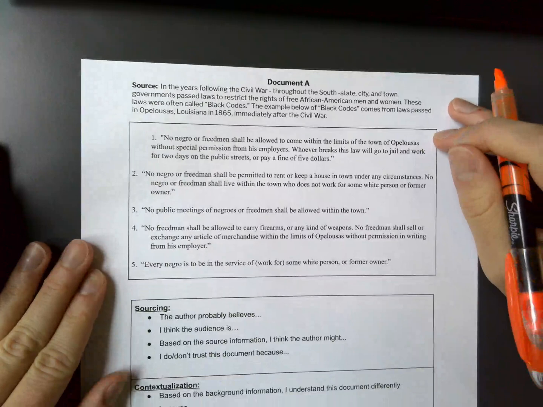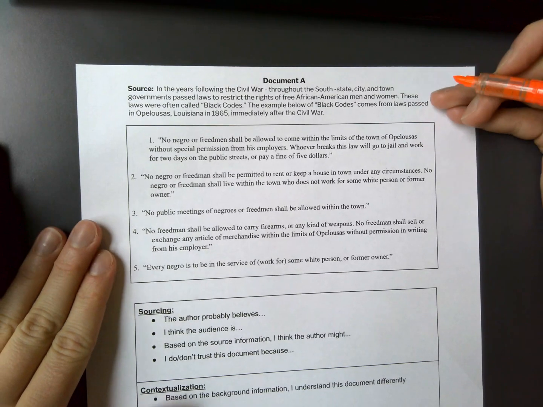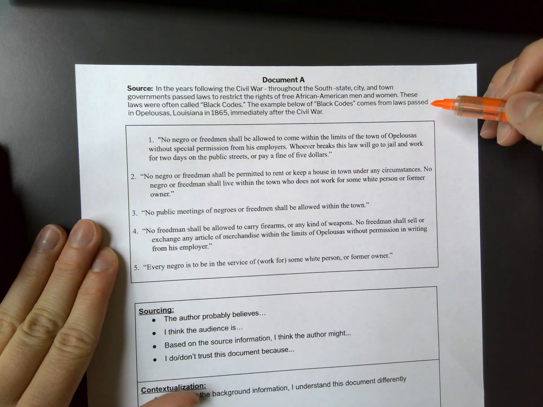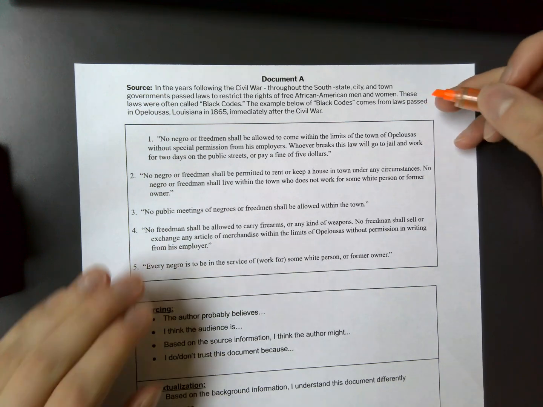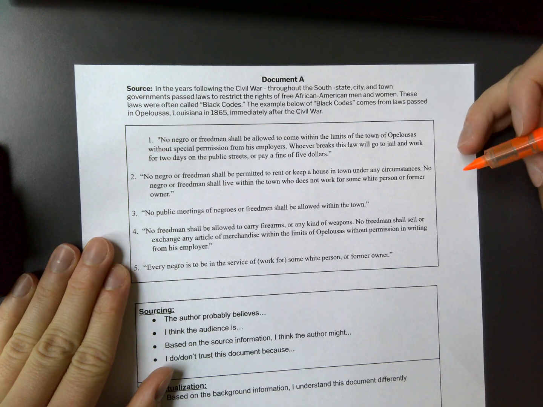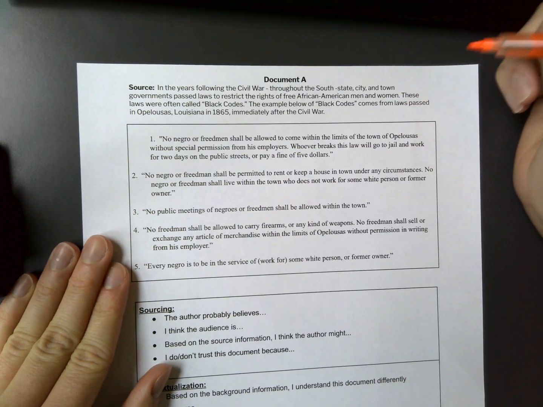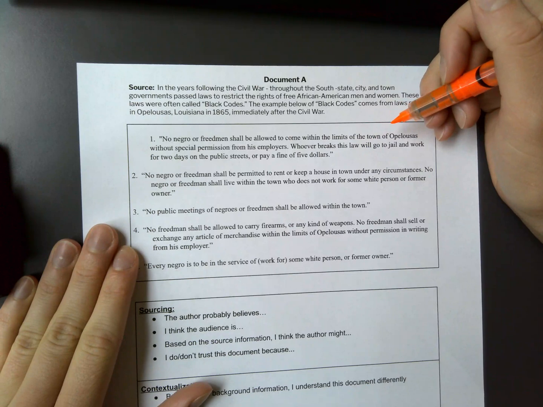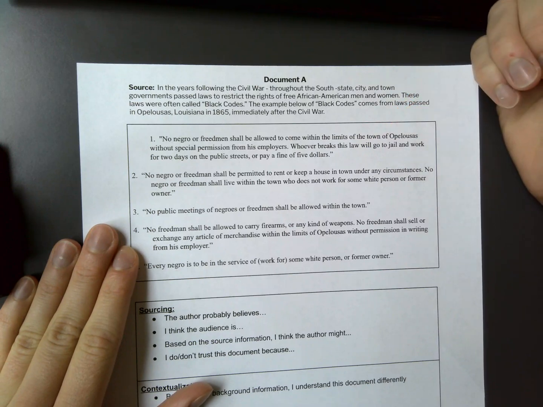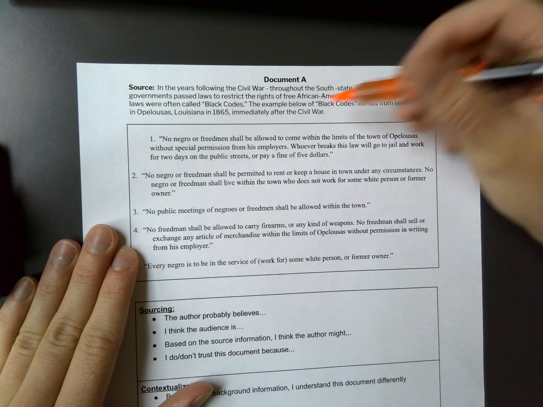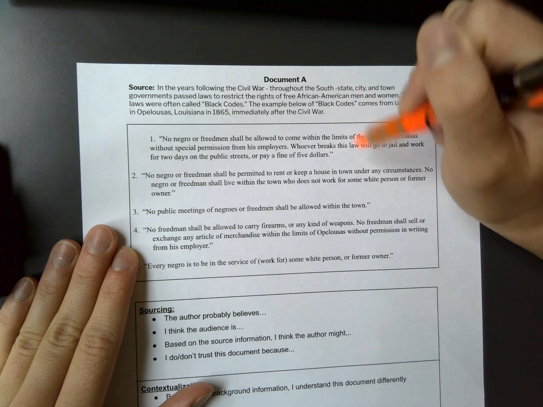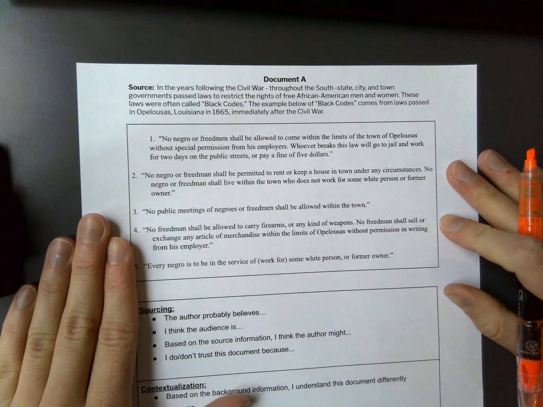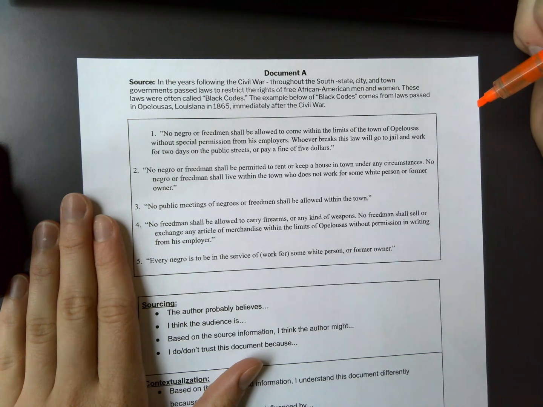So document A, this is just a document that has some black codes on it, and black codes were some laws that were passed mostly in the South to restrict the rights of free African American men and women, and this is in post-Civil War. Okay, so after the Civil War is over, blacks are free, thanks to Lincoln. Thanks, Lincoln. But they're not completely free because they have black codes in certain cities or states that are limiting freedoms for African Americans.